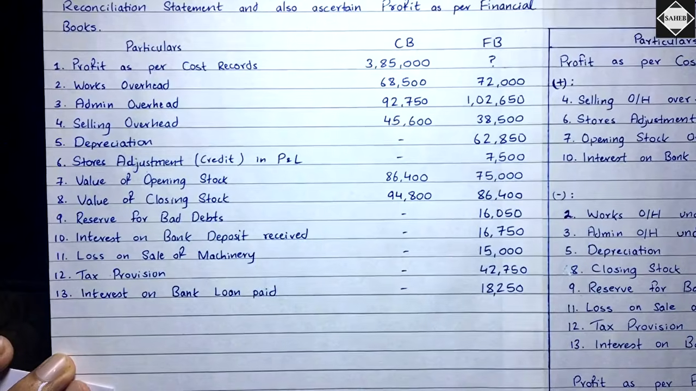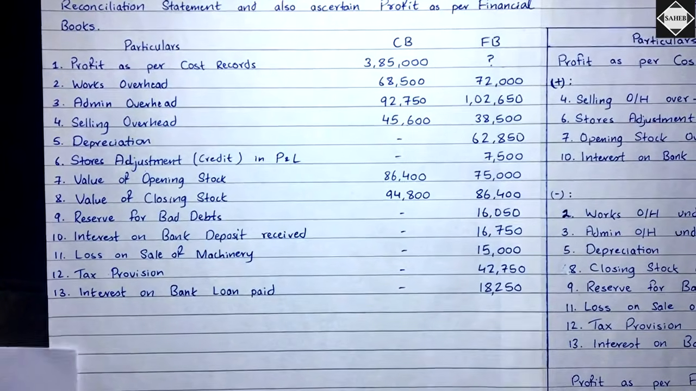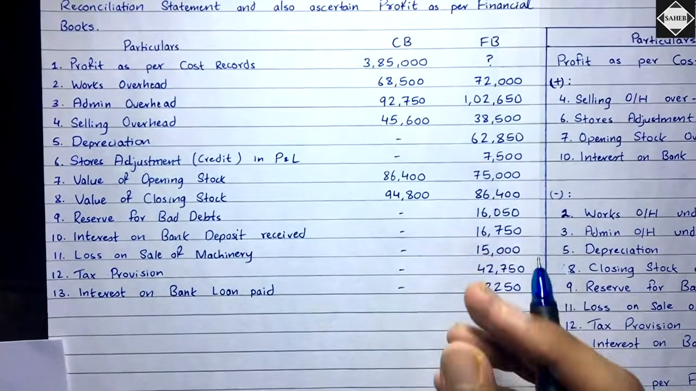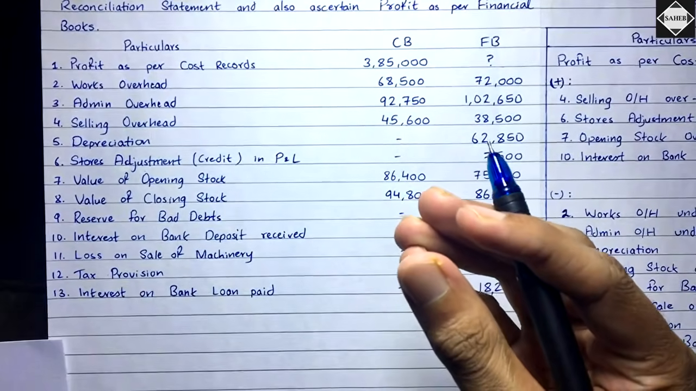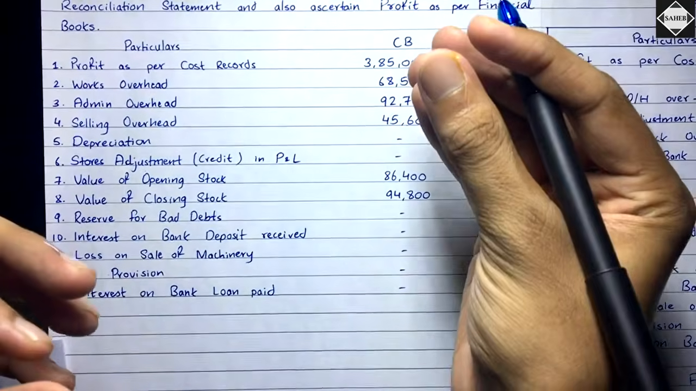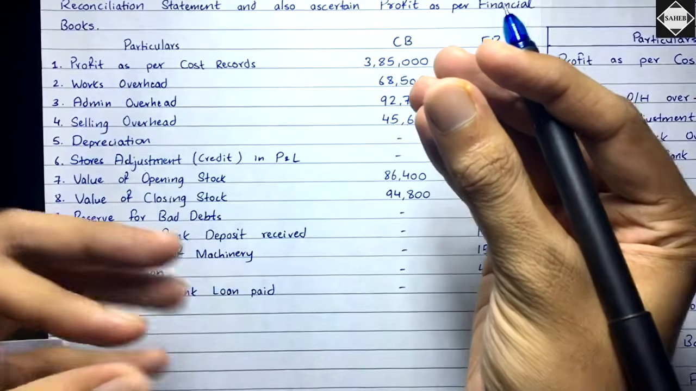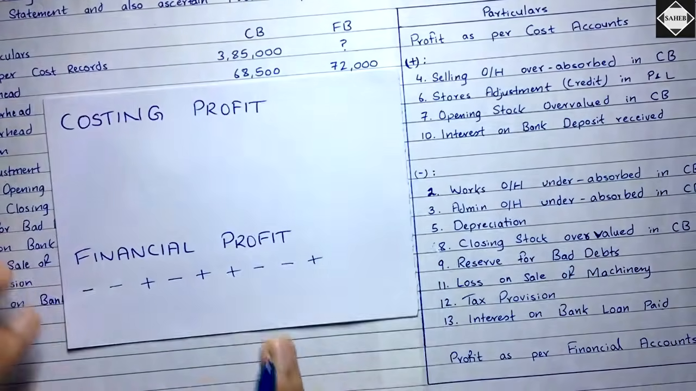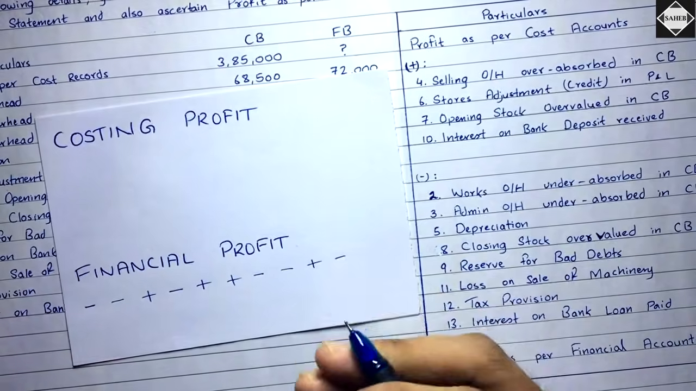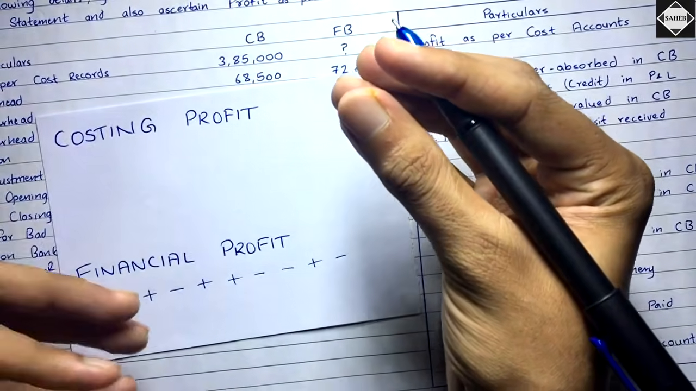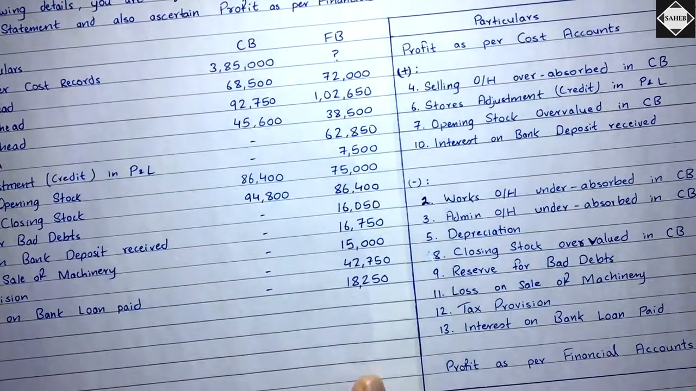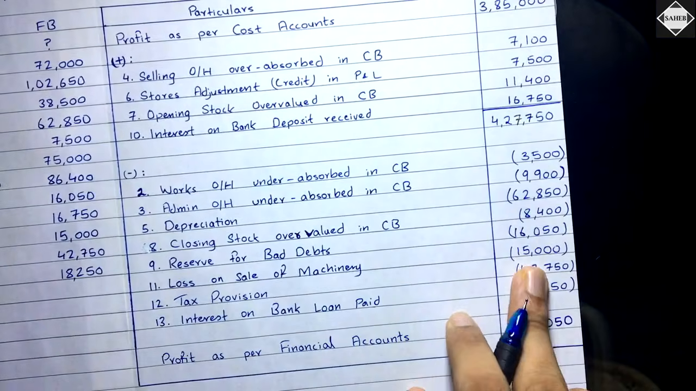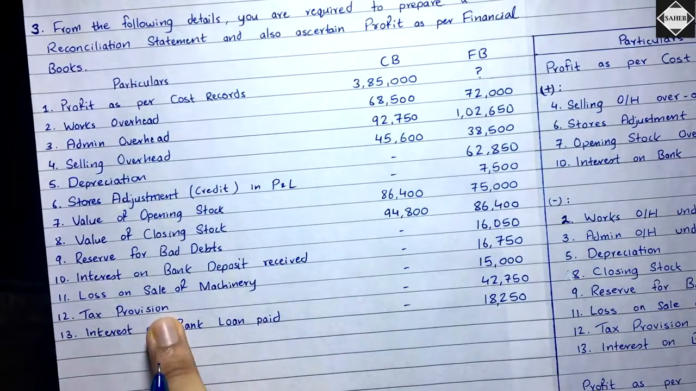Now, expense has been recorded only in the financial books, so the financial profit will be less. The effect on financial profit is negative. So you have to subtract this transaction. See here, loss on sale of machinery, 15,000, the entire amount. Is that okay? Next you have tax provision over here.